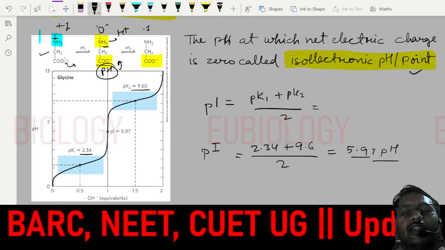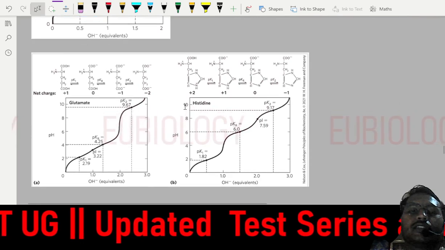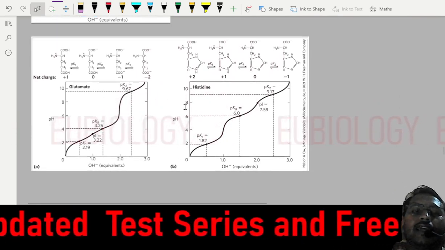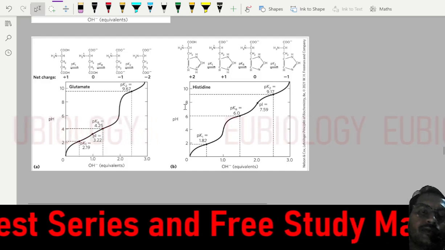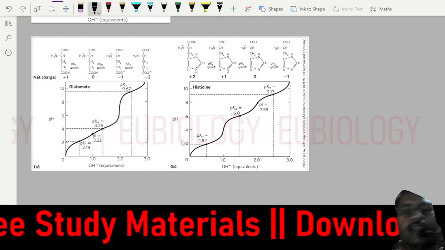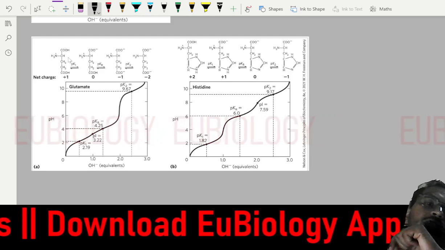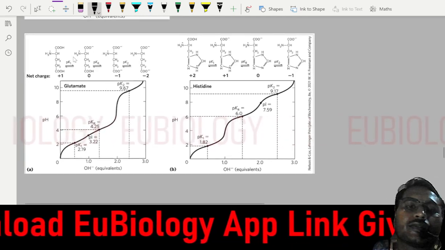But what if there is an acidic or a basic functional group, like in glutamate and histidine? If there is an acidic or basic functional group, you will get 3 pKa values. You will get the 3 pKa values. So in this diagram, you can see this.